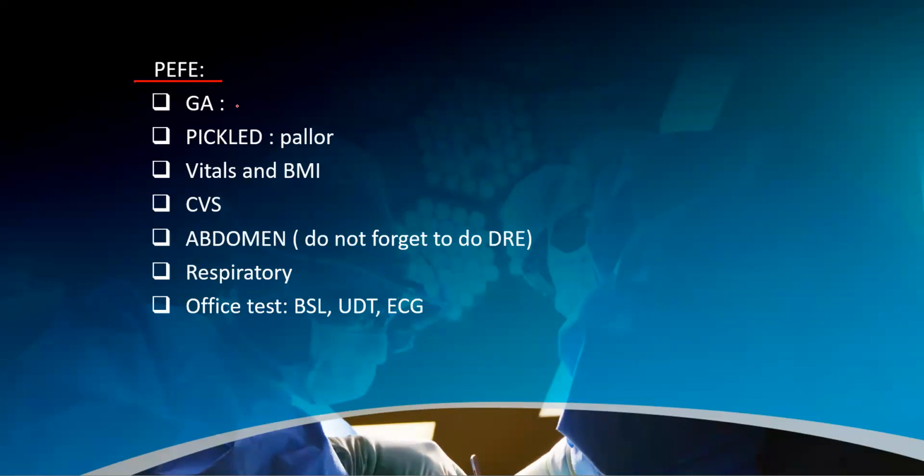PEFE, same like before, general appearance, pickled, you will get pallor positive here, vitals and BMI, in here postural drop can be positive. Ask for CVS. In here, you have to actually ask CVS, abdomen, respiratory as well. And you can also ask CNS because this patient feeling dizzy. But mainly do not forget about checking the abdomen. Do not forget to ask for DRE.